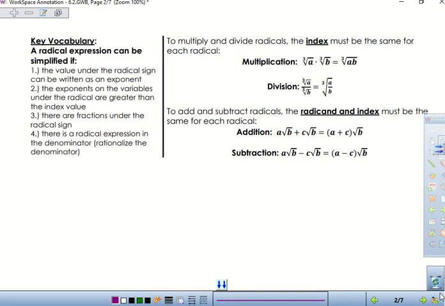An important thing you need to know about dealing with these radicals is that when you're multiplying them together, you need to make sure that they have the same index.